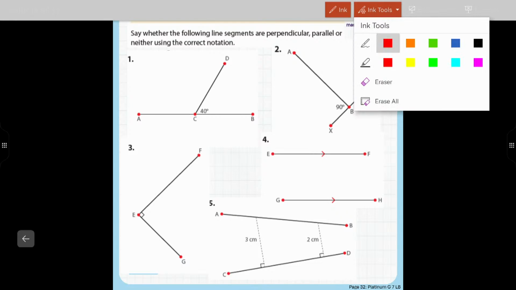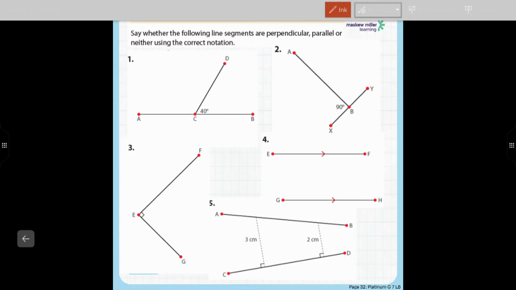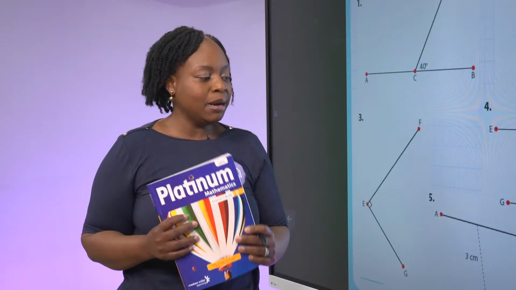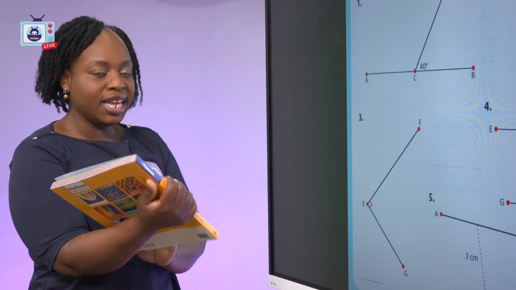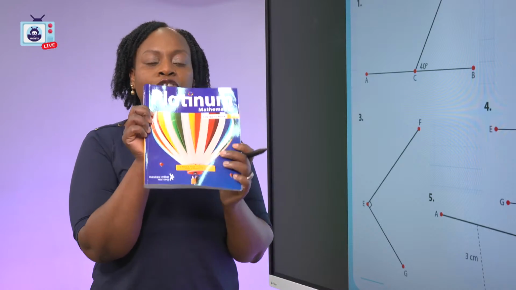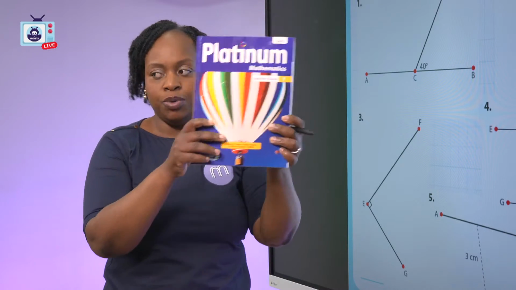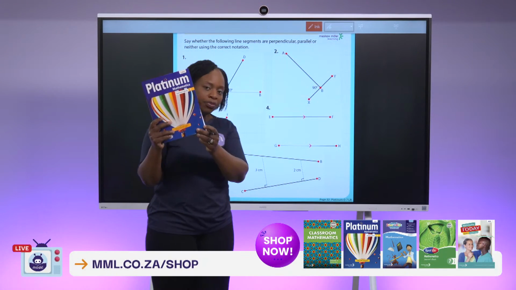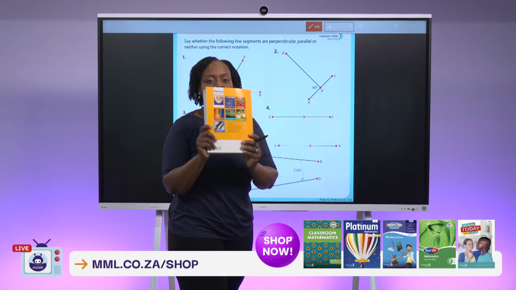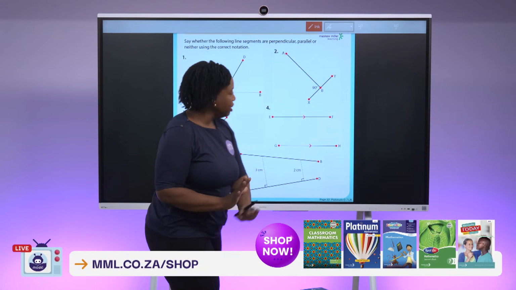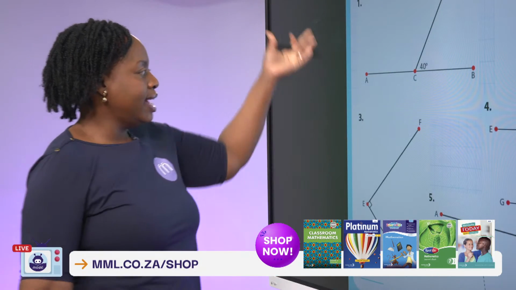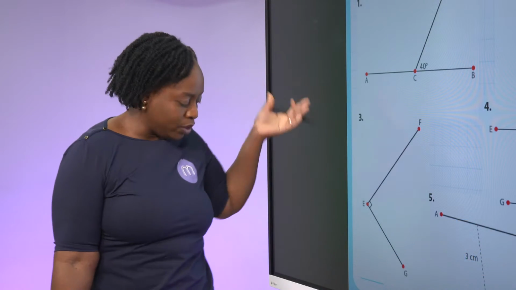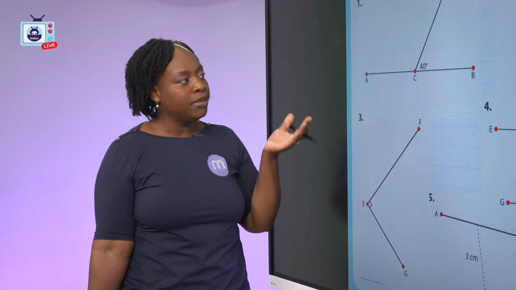So let's try and respond to this together as well. The question, we took this from our Platinum textbook, page 32, grade 7. So if you have your Platinum textbook, please just open page 32 and then we work through it together. So don't shy away. Those who don't have, here are the questions. Let's work on it together and respond to them as we should.